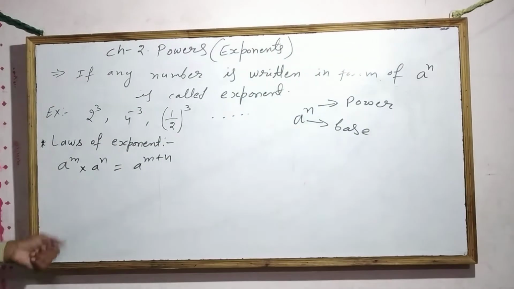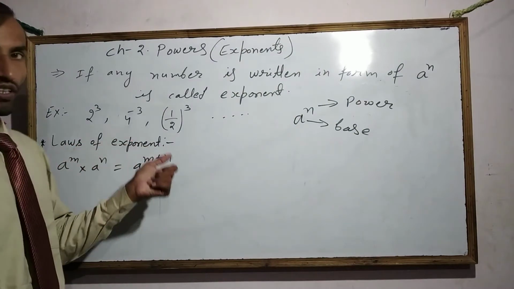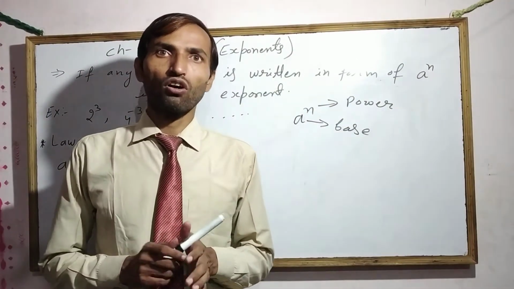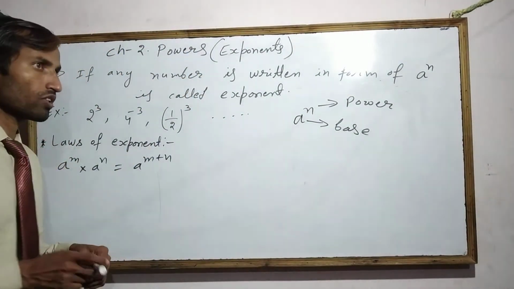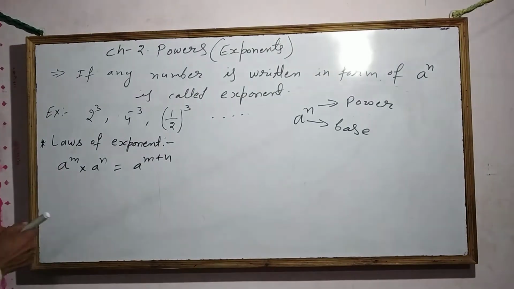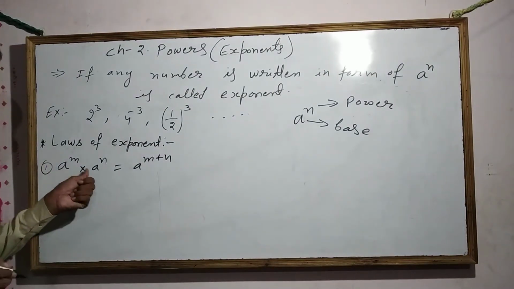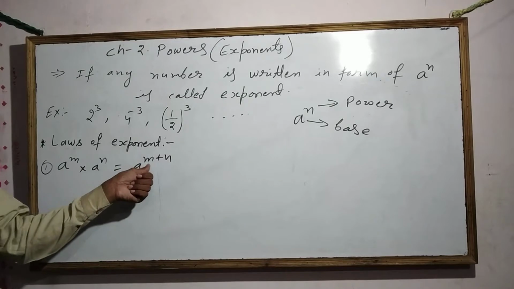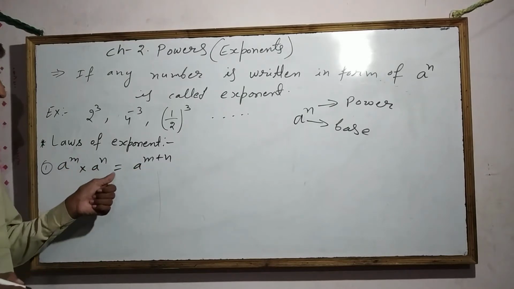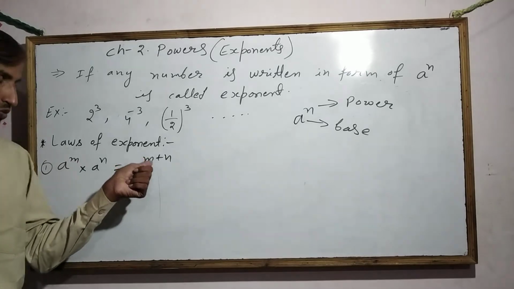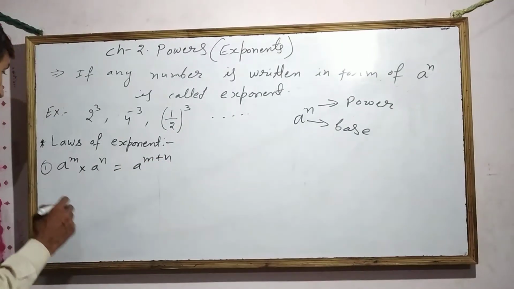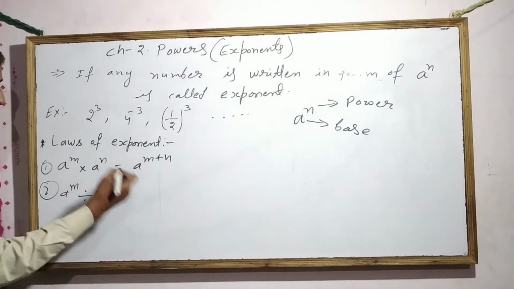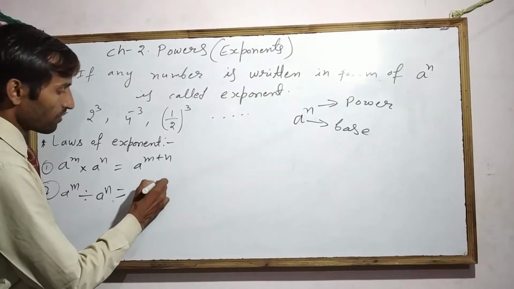Now we revise the laws of exponents. Exponents have some different laws, which we use to simplify. The first law: if the base is the same and multiplication is given, then we add the powers. So a^m multiplied by a^n gives a^(m+n). If the question is given in division, a^m divided by a^n, then we subtract, so it will be a^(m-n).